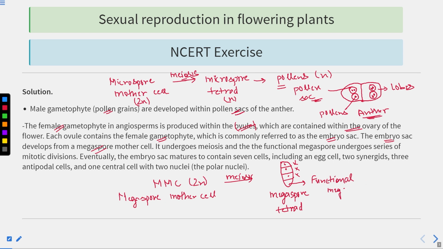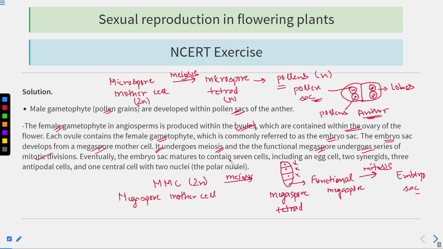This functional megaspore will undergo 3 mitotic divisions. So here, mitosis, you can write. It will undergo successive mitotic divisions, and it will give rise to the embryo sac, which, you know, is 7-celled and 8-nucleate. So the megaspore mother cell undergoes meiosis, and the functional megaspore undergoes a series of mitotic divisions.